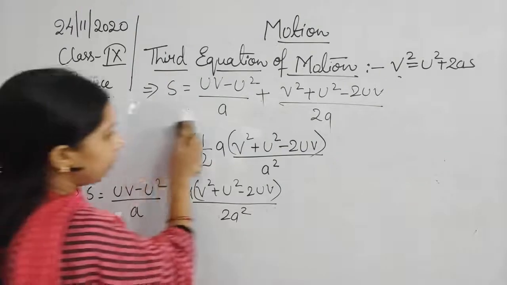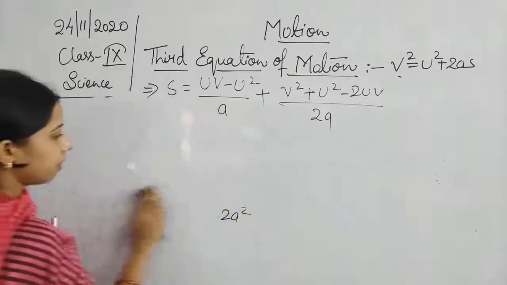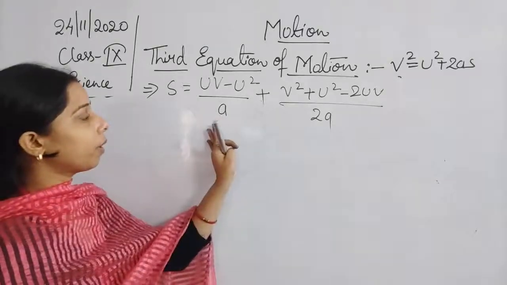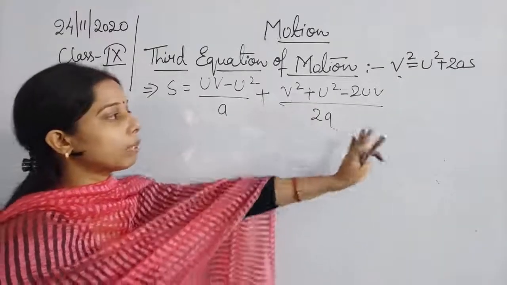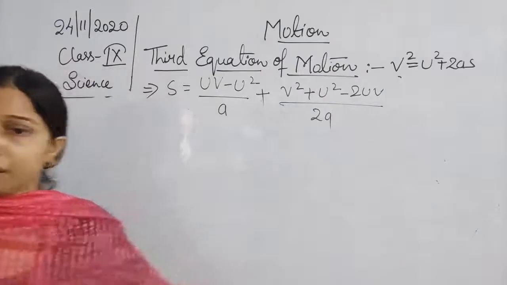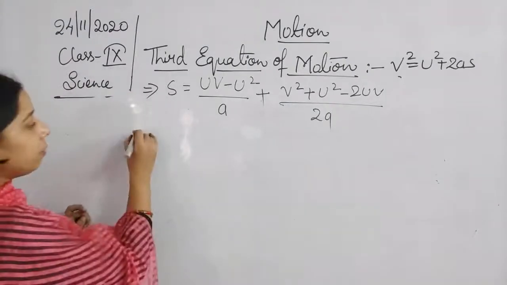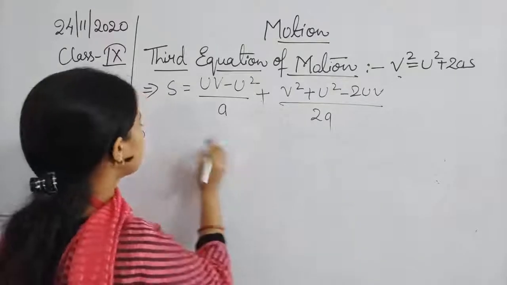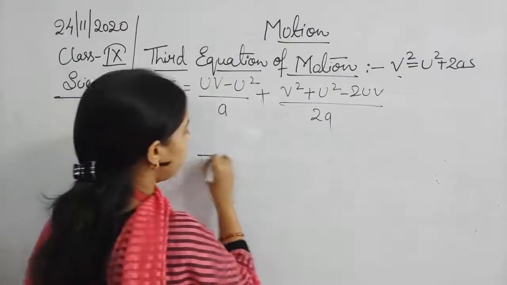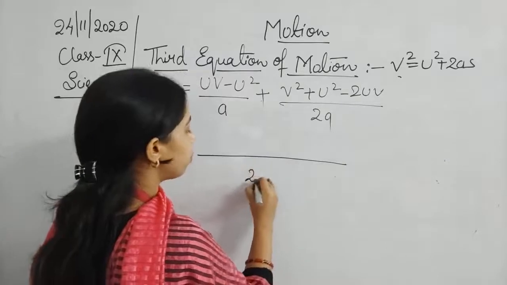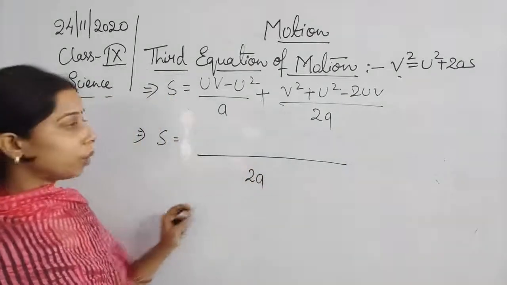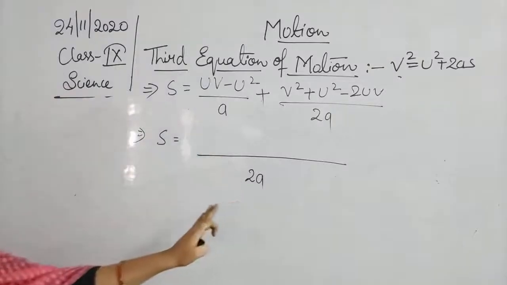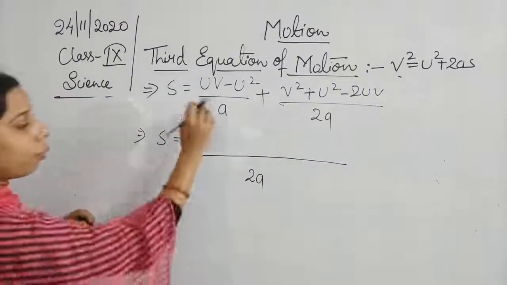Now we get the equation here, that is UV minus U square upon A plus V square plus U square minus 2UV upon 2A. Right? Now simply take the LCM of both of the units, students. So what you will get, S is equal to, when you take the LCM of this, it will be 2A. Now this 2A will multiply with that of the A, and the 2 will be multiplied with all of them.